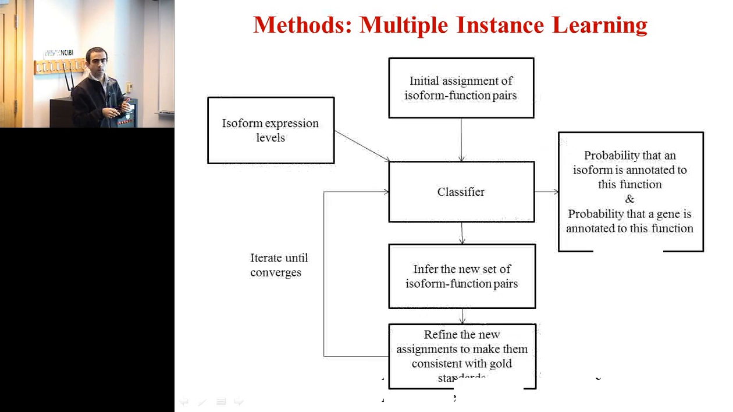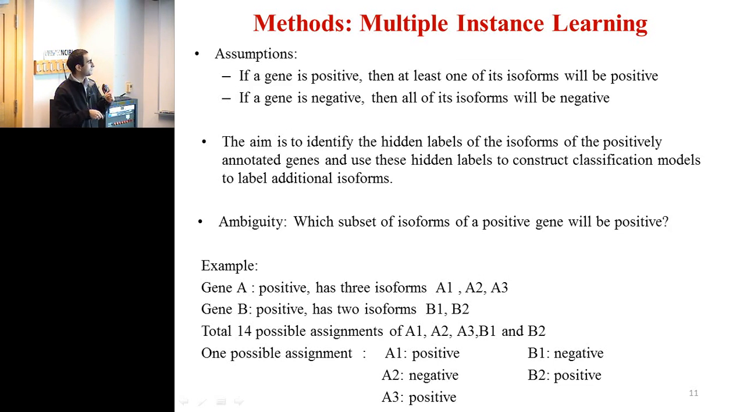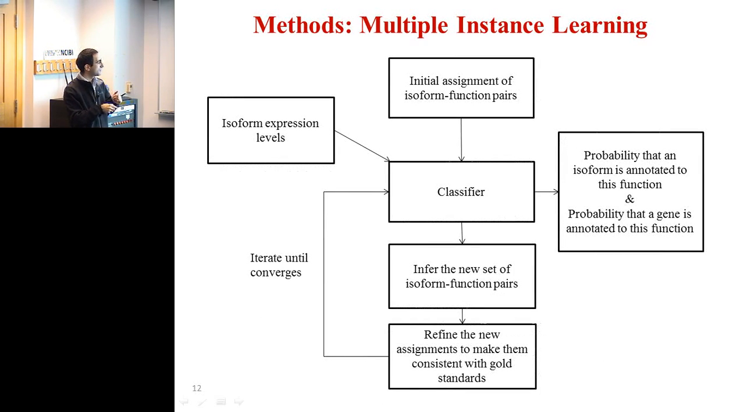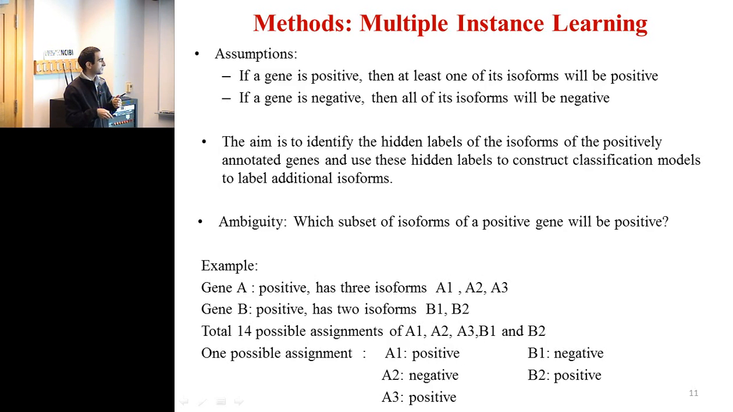So this is the overall pipeline. We have an initial assignment of isoform-function pairs. In the beginning, we assign every transcript of a positive gene as positive. That's our initial assignment. Then we build our classifier based on that and reclassify our input set. Then we have a new set of labels, and we refine this new set to be consistent with these assumptions. Then we reclassify. This iterates until there is no label change. It will converge at one point, and we will have the optimum labeling of transcripts after this step.